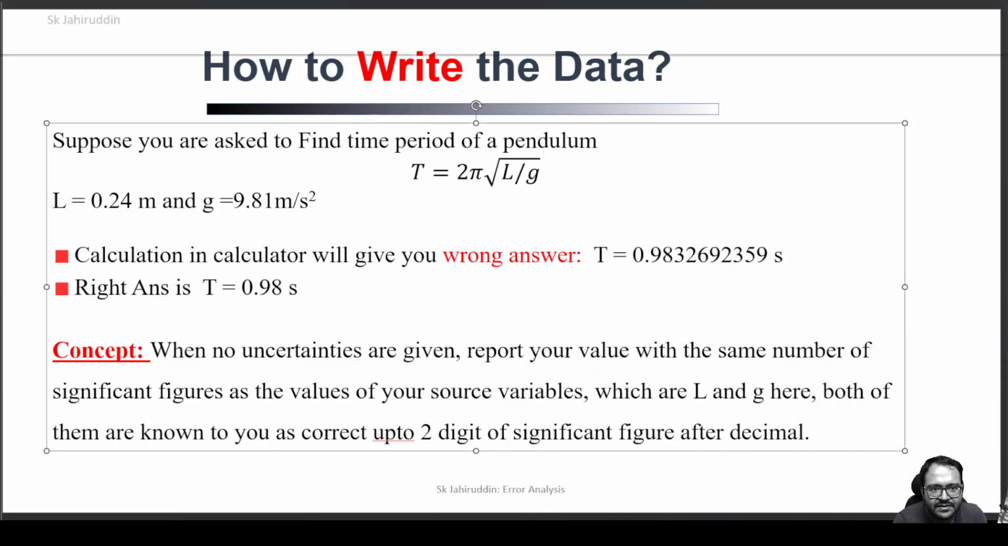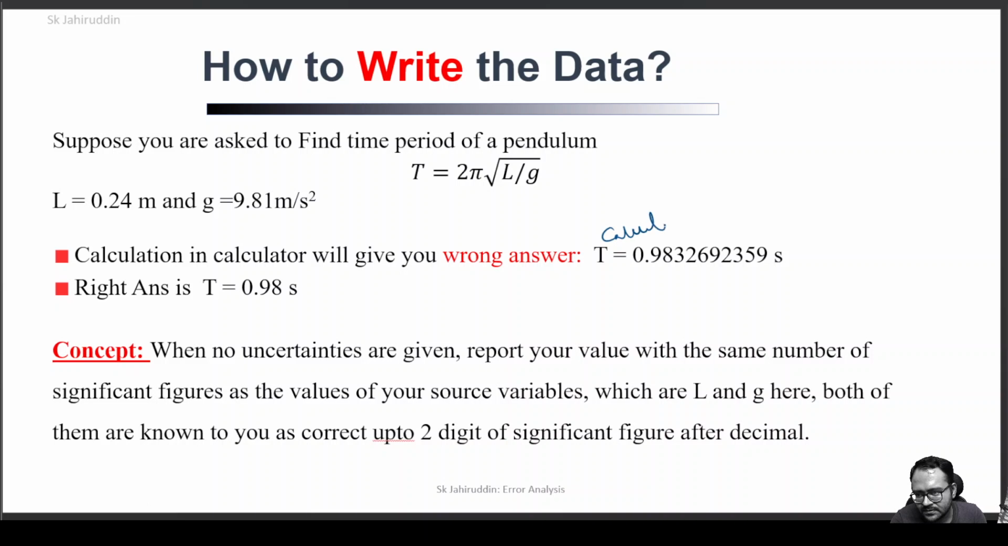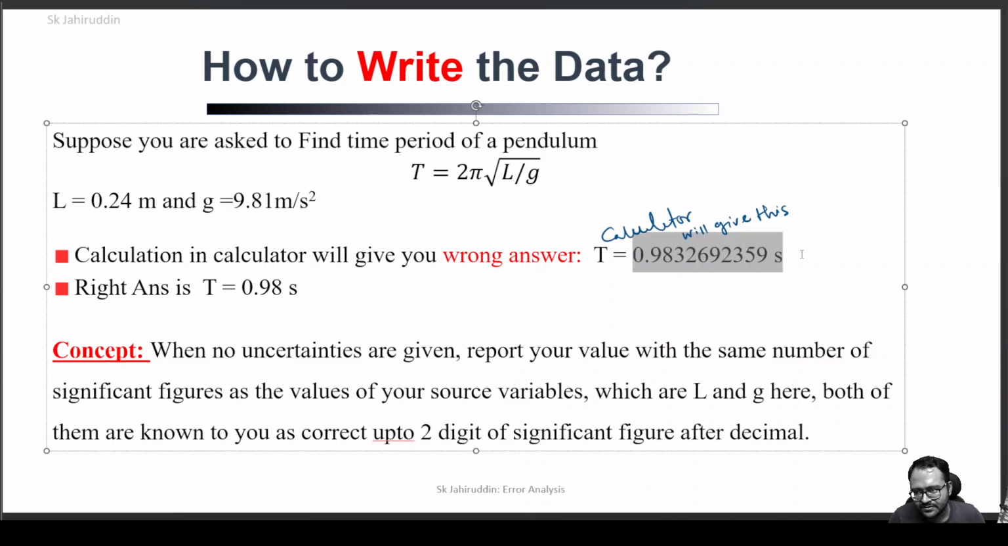The calculator will give this, but that will be wrong. The right answer is that you should report the time period as 0.98 second, not all the other digits. You shouldn't write these digits.